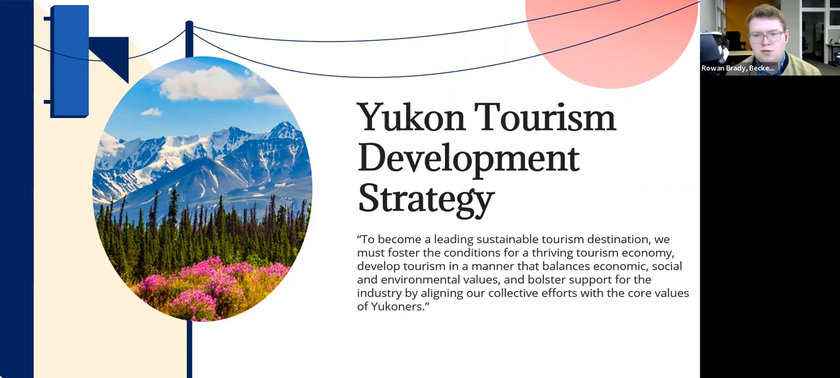The Tourism Development Strategy states that to become a leading sustainable tourism destination, we must foster the conditions for a thriving tourism economy, develop tourism in a manner that balances economic, social, and environmental values, and bolster support for the industry by aligning our collective efforts with the core values of Yukoners. Next slide.